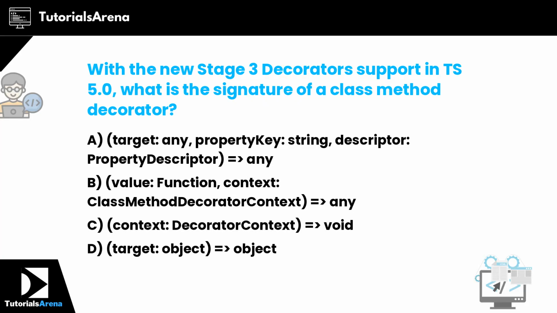With the new Stage 3 decorators support in TS 5.0, what is the signature of a class method decorator? The correct answer is option B, (value: Function, context: ClassMethodDecoratorContext) => any.